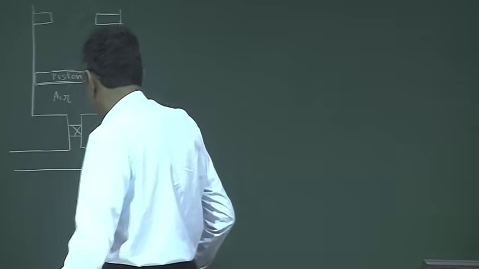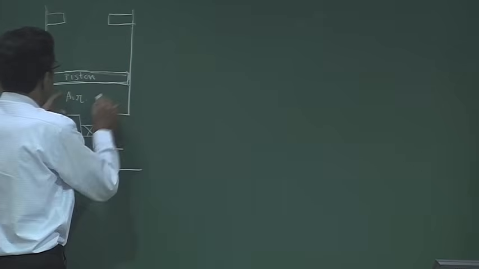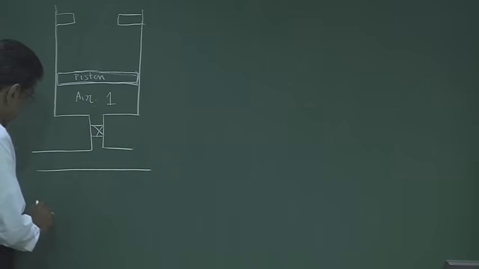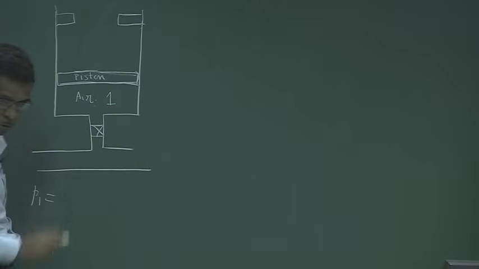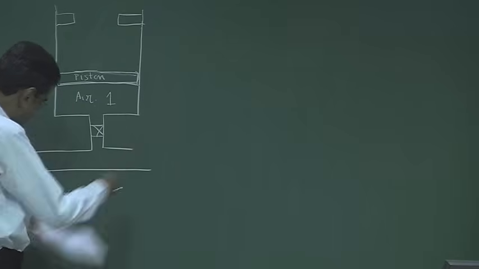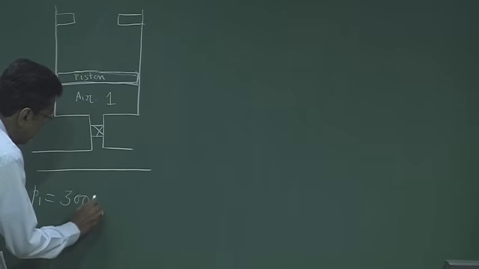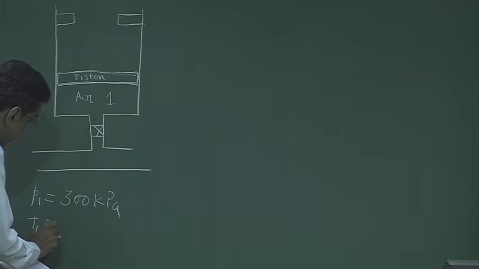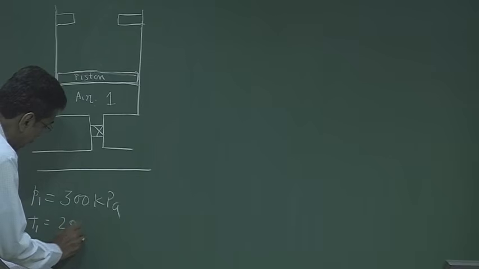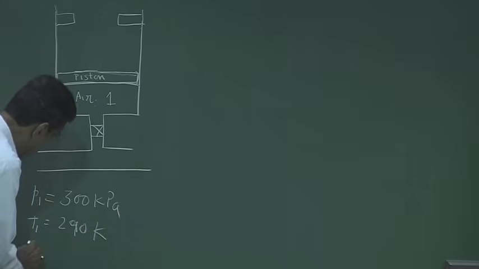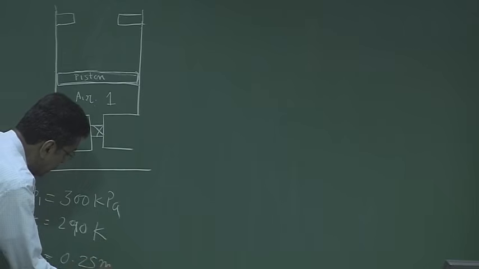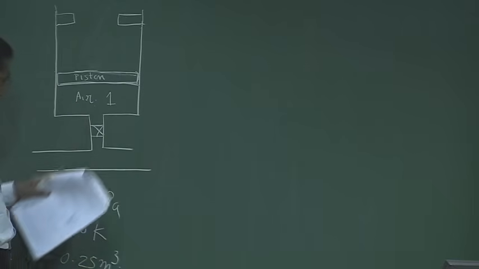Now the problem is like this. There is a piston and air whose initial state 1 is given by P1 equals 300 kilopascals, and T1 is 17 degrees Celsius, that means 290 K, and the volume V1 is 0.25 meter cube. Okay, this is state 1.